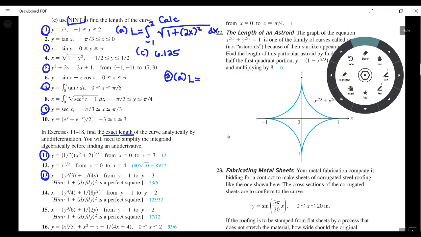What's L? Go from 0 to pi, the square root of 1 plus what? So the derivative is going to be cosine of y. Good. Cos squared y. And then dy. And then for part B, you get whatever that's equal to. She'll do it.